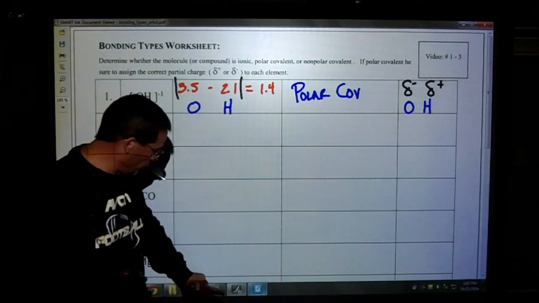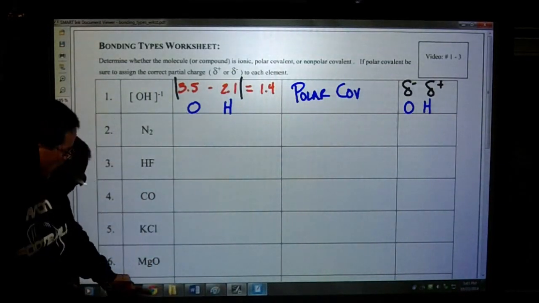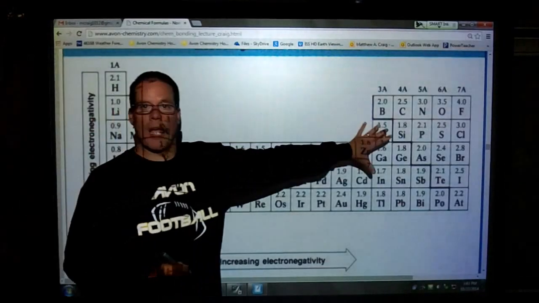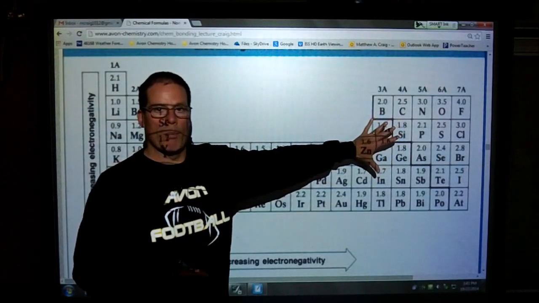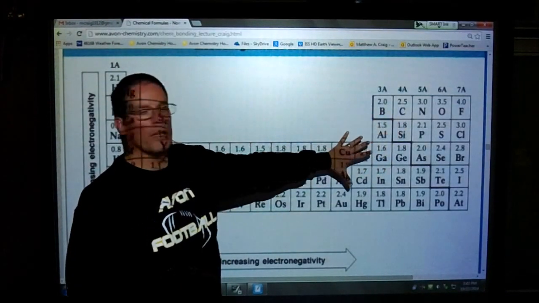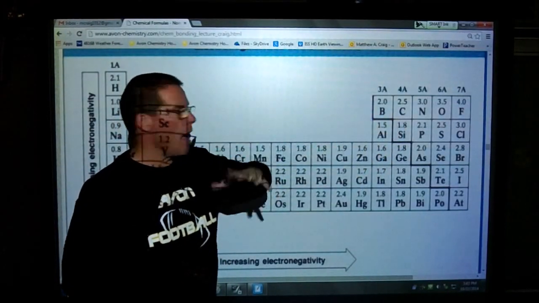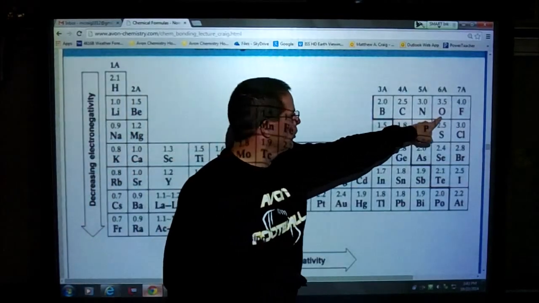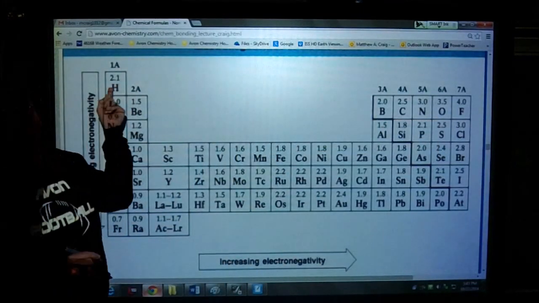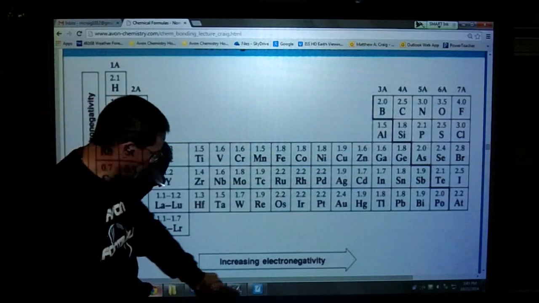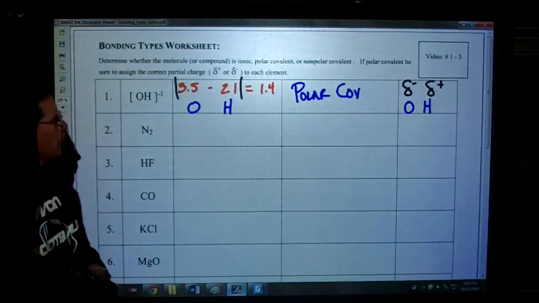How did I know what those electronegative values were? I went to my notes and I looked at it. You will also have this table for a quiz or a test, anytime that you need it. So it's just a matter of looking it up and saying, oh, oxygen, 3.5. Hydrogen, 2.1. Got it. All right, so let's take a look at the next one.